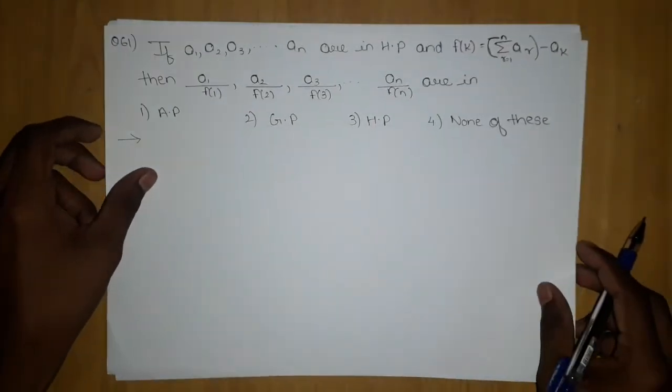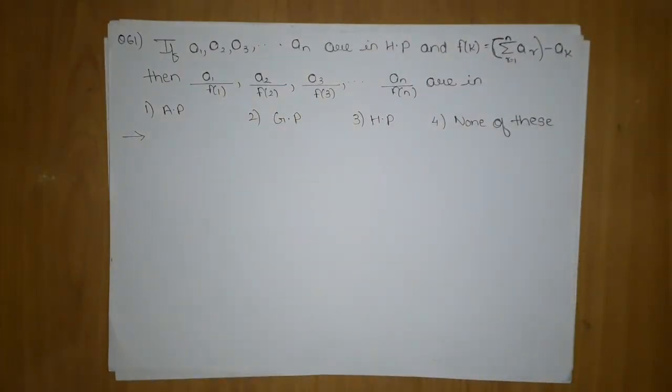The question says: if a1, a2, a3 and so on till an are in HP, and f(k) is a function such that f(k) is equal to the summation r equals 1 to n of ar minus ak, then a1 upon f(1), a2 upon f(2), a3 upon f(3) and so on till an upon f(n) are in what: AP, GP, HP, or none of these?